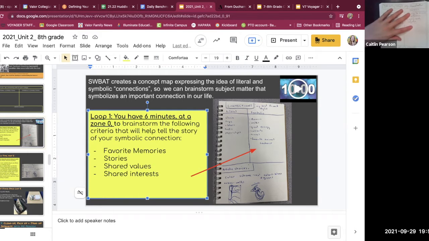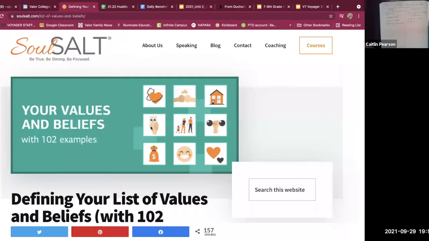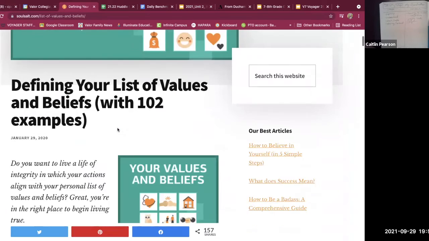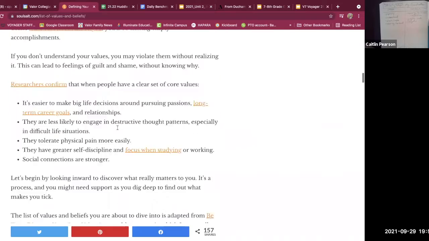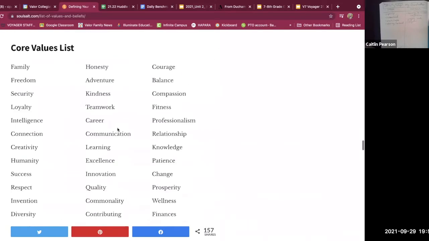Okay. Shared values. Shared values are things that are important to you. And I even have this little link that's like your values and your beliefs, right? And I'm going to scroll down and just show some ideas of all different types of values, right?